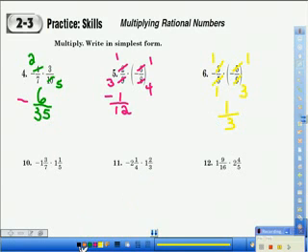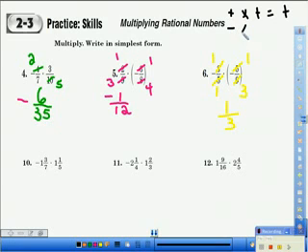Let's continue with number 10. But before we do that, can we just write the rules out? Positive times a positive equals positive. And a negative, please get this, times a negative equals positive. And a negative times a positive equals a negative.